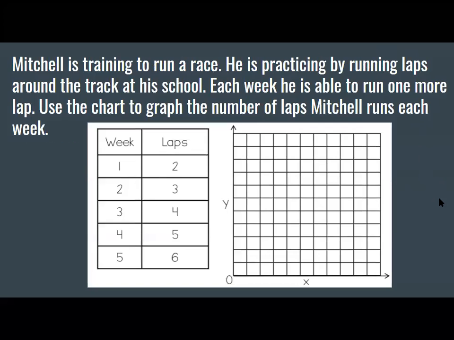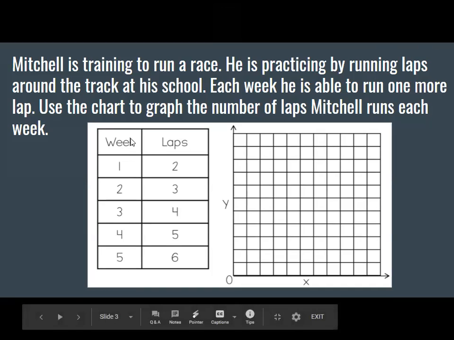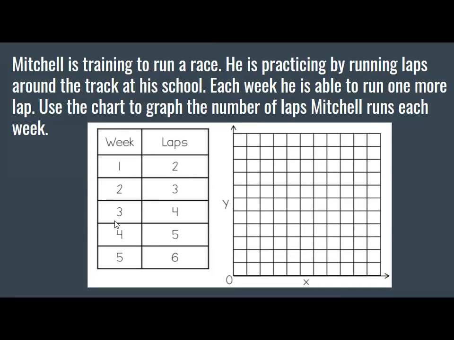So if we take a look at this problem, Mitchell is training to run a race. He is practicing by running laps around the track at his school. Each week, he is able to run one more lap. Use the chart to graph the number of laps Mitchell runs each week. So we have one column that is representing the week number, and the second column is representing the number of laps in that week. So we can use these two pieces of data to create ordered pairs to be able to graph this on our coordinate plane here.